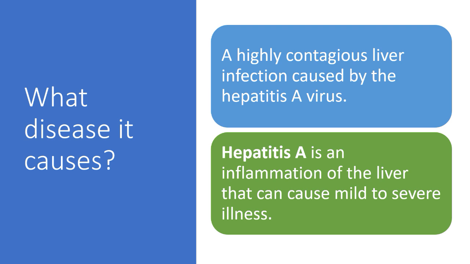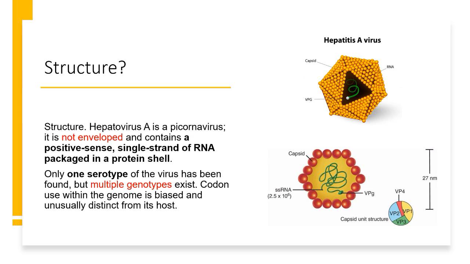Hepatitis A is an inflammation of the liver. It causes an inflammation to the liver that causes mild to severe illnesses, and this illness is acute in nature, not chronic. Let's look at the structure of hepatitis A virus.